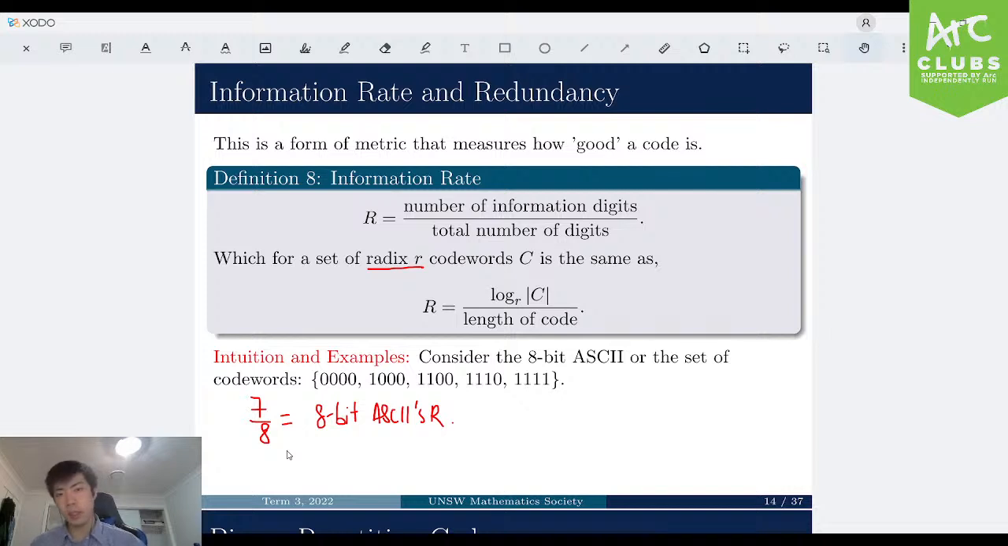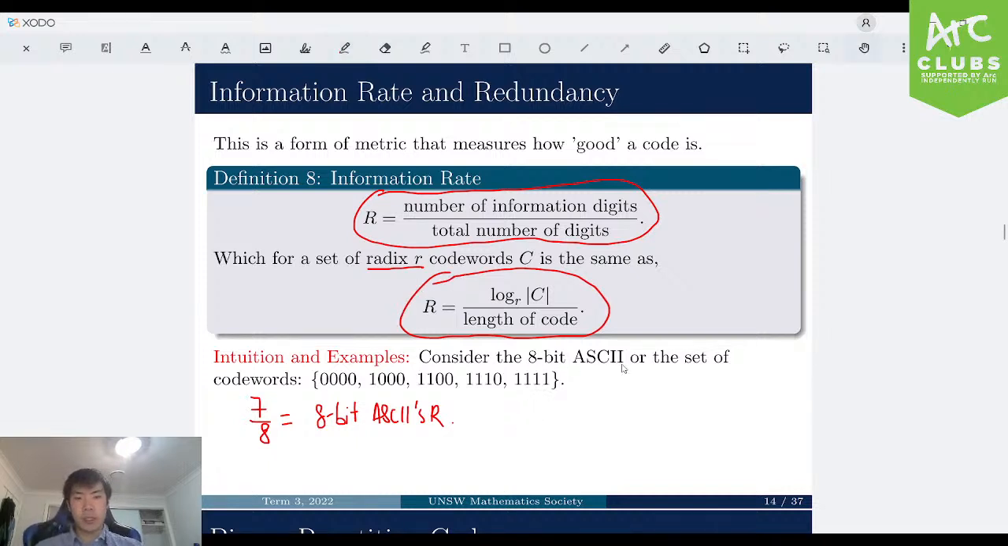Okay. So it measures, like I said, efficiency: how much of the code word is used to convey information, and how much of it is, in a sense, redundant. It's useful in checking for errors, but it's redundant in conveying information. Okay. So that's using this way of calculating it. Let's have a look at another example that will make use of the other formula. So another example to consider is the set of code words here.